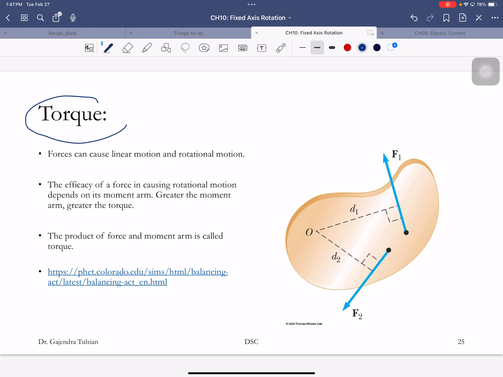Now we'll talk about torques. Torque is denoted by tau. And torque is the replacement for the force. When the mass didn't change, force gave you acceleration. Similarly, torques will give you angular acceleration. So that's what we're going to talk about.